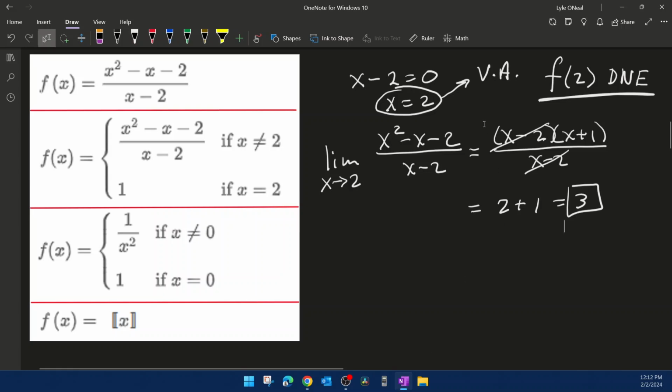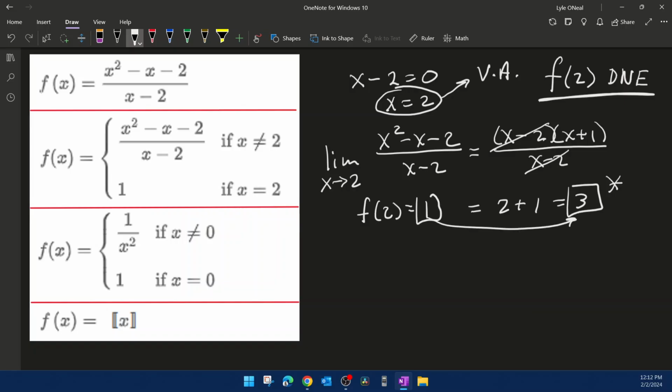And then what we need to notice is that the limit of the function exists and the function value exists, but those are not the same. And so this piecewise function would be discontinuous at 2. And the reason is because the limit of the function as x approaches 2 does not equal the function value at 2.